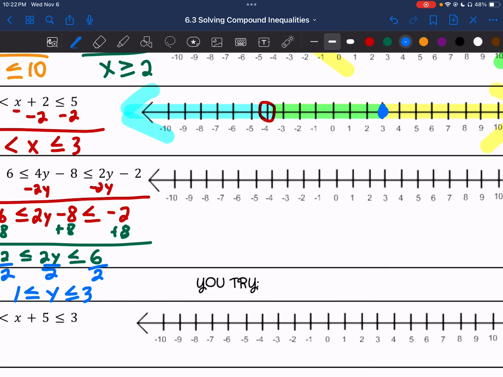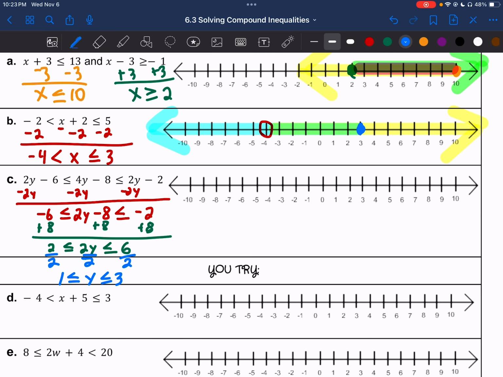So if we go to our graph, we have a closed dot at 1, we have a closed dot at 3, and we are going to be shading in between the two. So that is my overlapping interval right there. That's based right in between those.